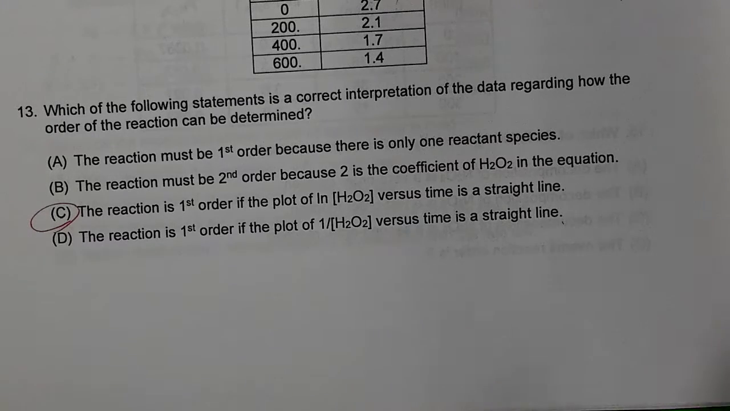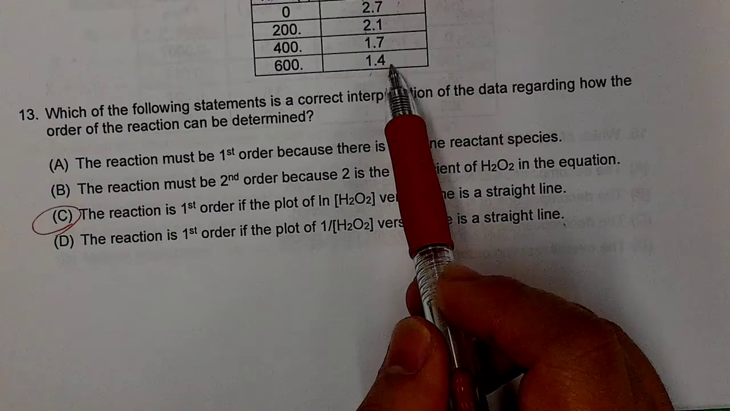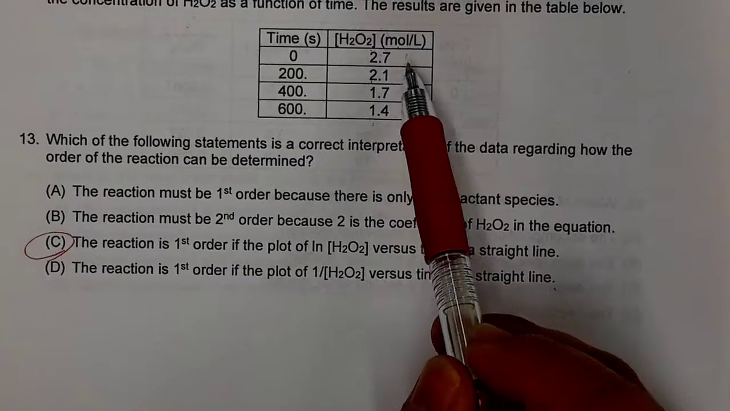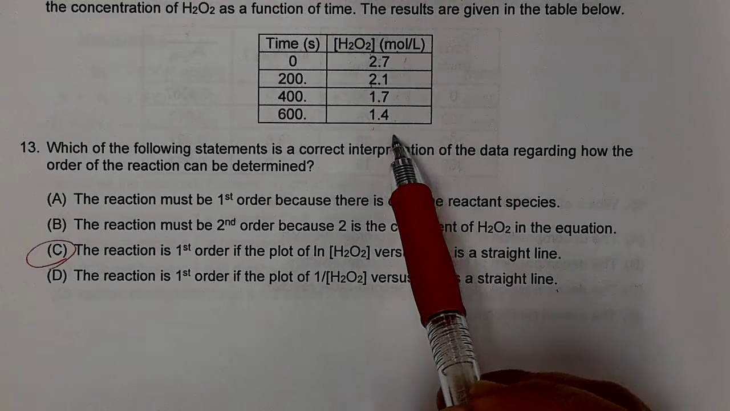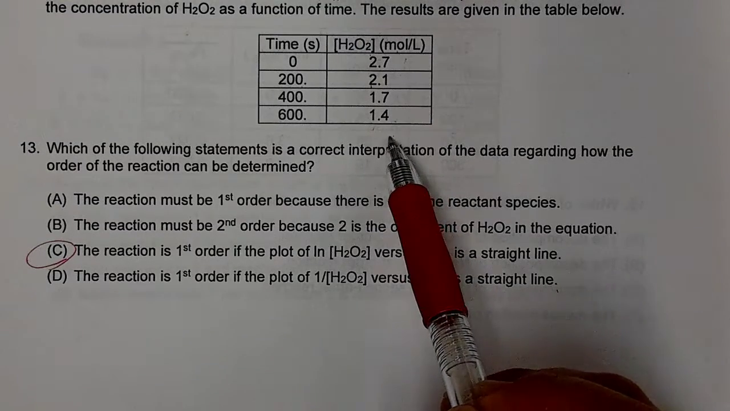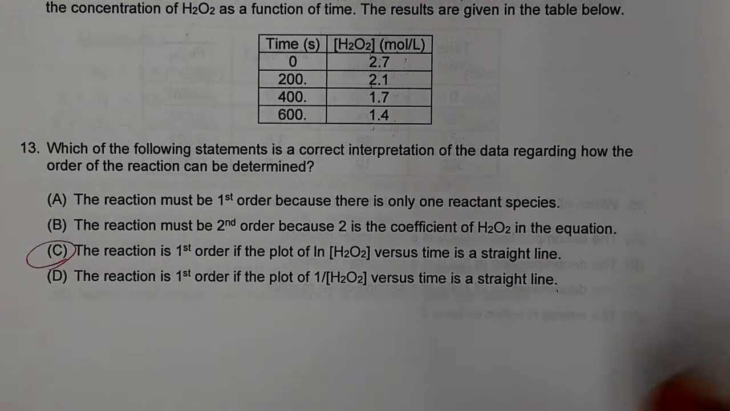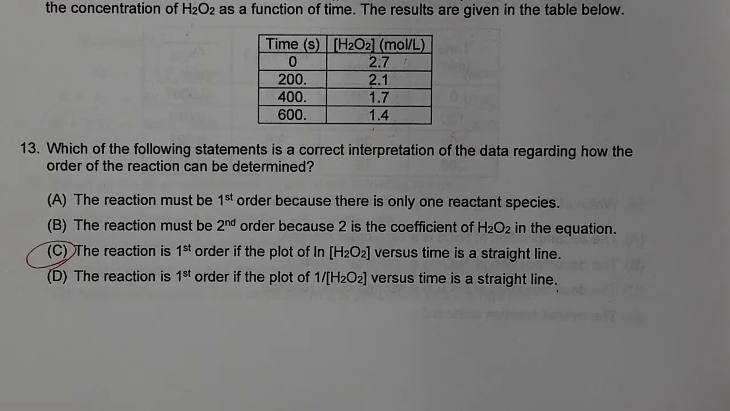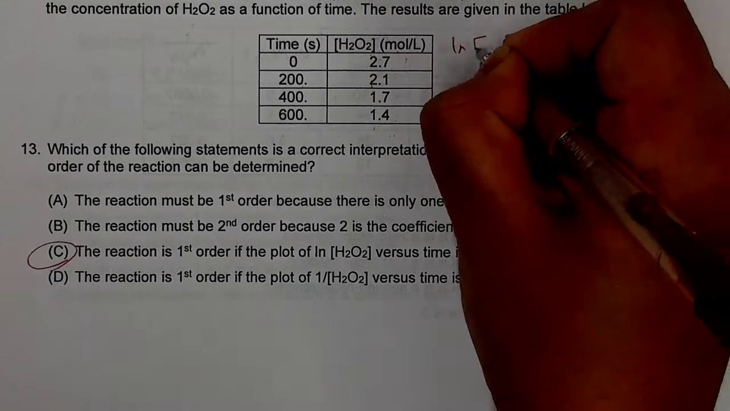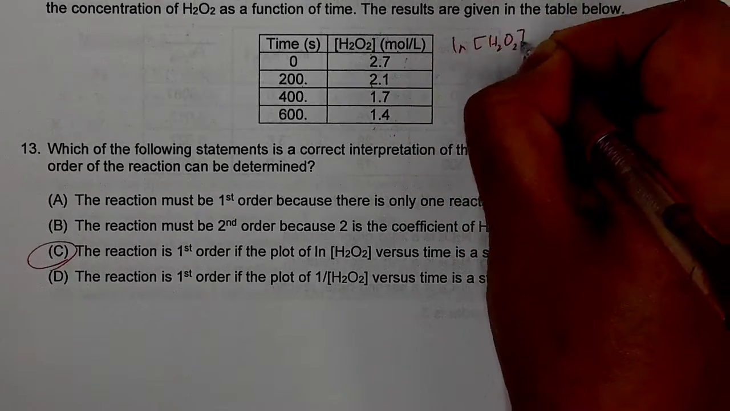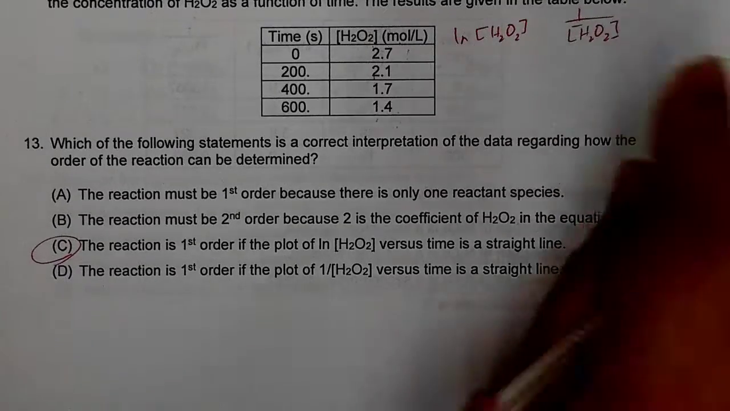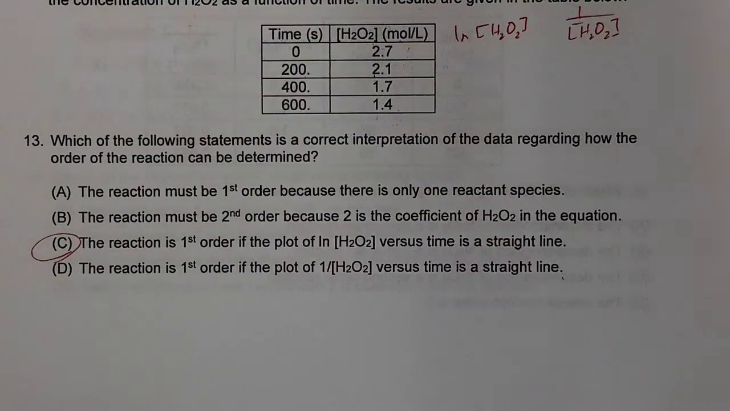Okay, guys, hold on. Take a look at this thing. Notice that it is not going straight forward. Differences, right? So then what you have to do is check whether ln of H2O2 or 1 over H2O2 is going to make a straight line when you graph it.